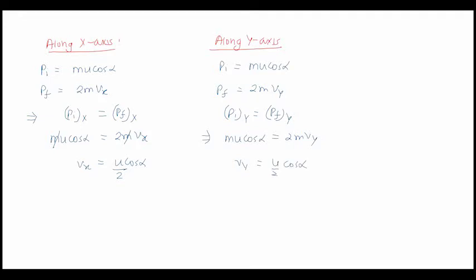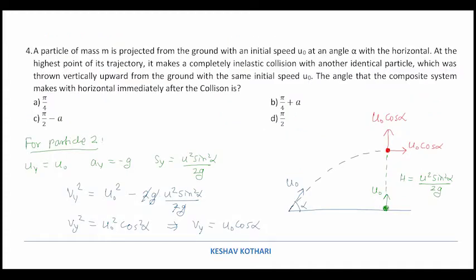So from this we can say that the final velocity along the x-axis and y-axis have the same magnitude, that is u by 2 cos alpha. Hence, if we take the angle which the final velocity makes with the horizontal, that is v makes an angle phi, then tan phi is equal to vy by vx. Since both are the same, tan phi is equal to 1 or phi is equal to 45 degrees, that is pi by 4. So for this particular question, the angle which it makes is pi by 4 or 45 degrees.